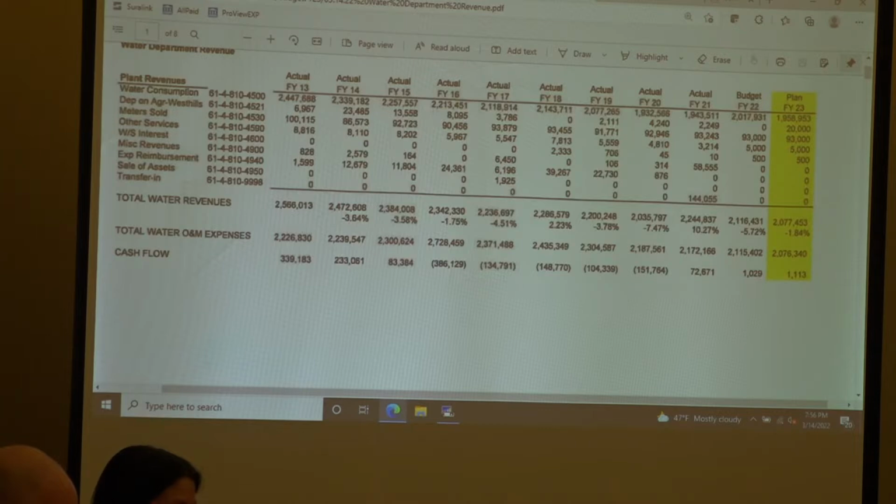And our total water O&M expenses, that we'll go through in more detail, come up with $2,076,340 for a cash flow in the positive of $1,113. So it's razor thin, but our mandate for our residents and users of our system is we're supposed to charge what it costs for us to maintain the system and rebuild the system, through depreciation and so forth, and basically do nothing more.